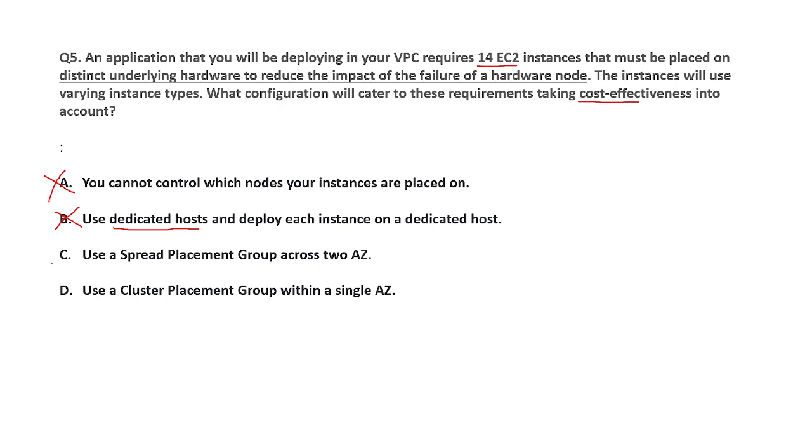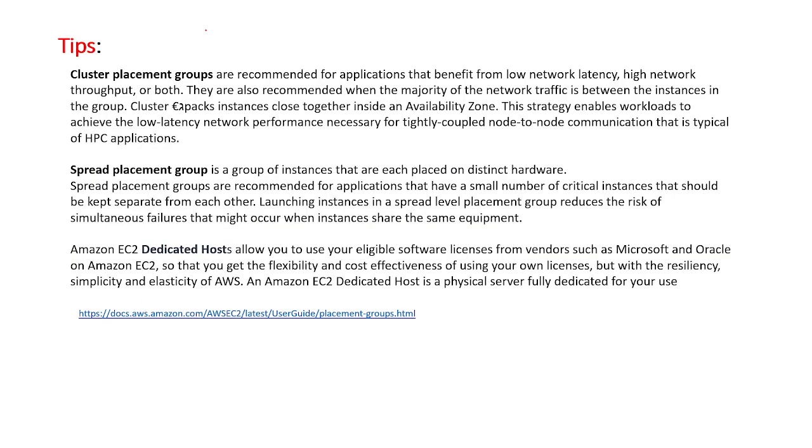Let's check option C. Use a spread placement group across two availability zones. Okay, this looks like a positive one. I'll put it aside and let's check D. Use a cluster placement group within a single availability zone. This also looks good, but we need protection against failure of a hardware node. Okay, let's go to the tips.